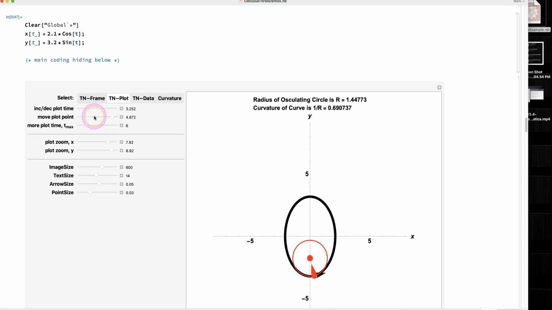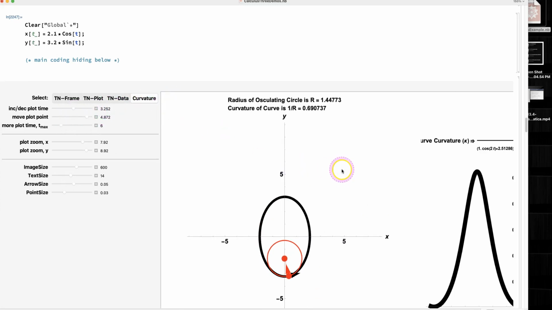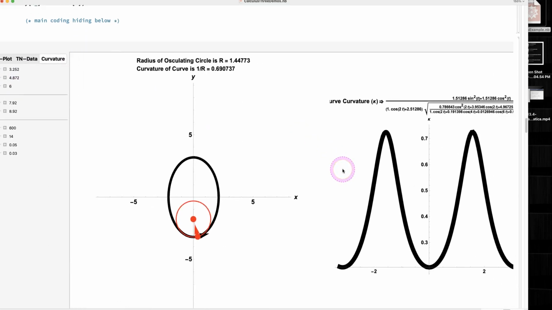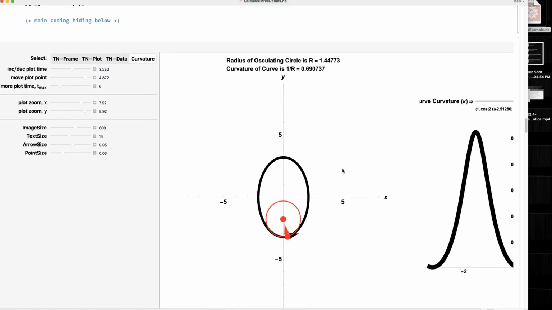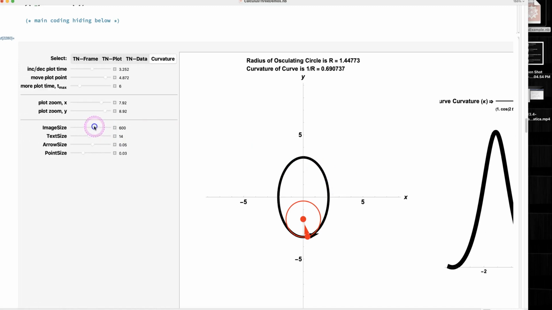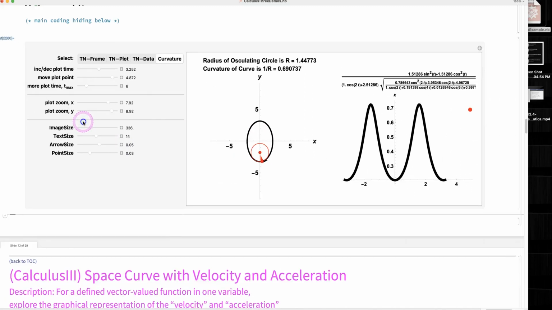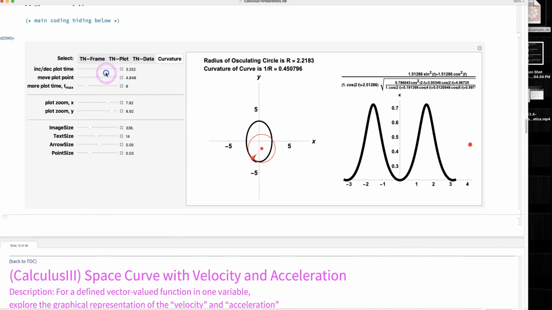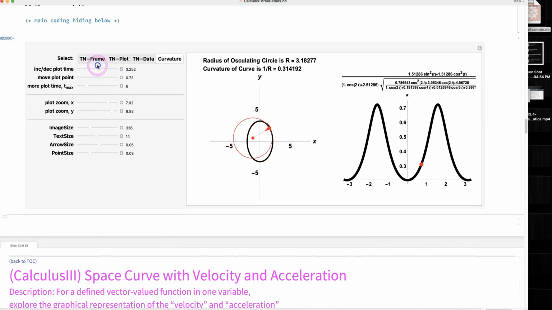Okay. So if you want to see the computations that are going on there, you can look at the curvature formula. You can run through. Sorry, let me resize this. Let me make this a little bit smaller so we can see what's going on here. And then, okay. Now let's take a look at what we've got.